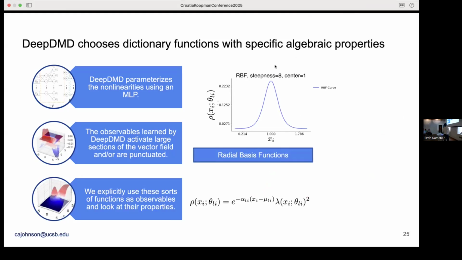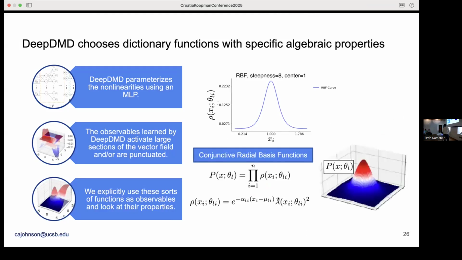Same is true for your radial basis function. You have your standard expression here for a radial basis function. And we're going to be considering here now products of radial basis functions that are scalar, so that way you get something that looks like a multivariate Gaussian, okay? Okay, so those are our two dictionary functions that we're going to be analyzing. And the question is, how do they play together well? How do we satisfy the subspace invariance property approximately, okay?